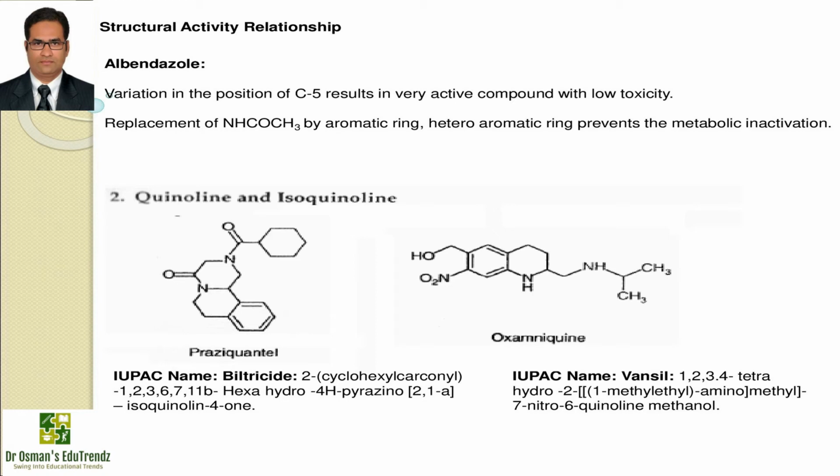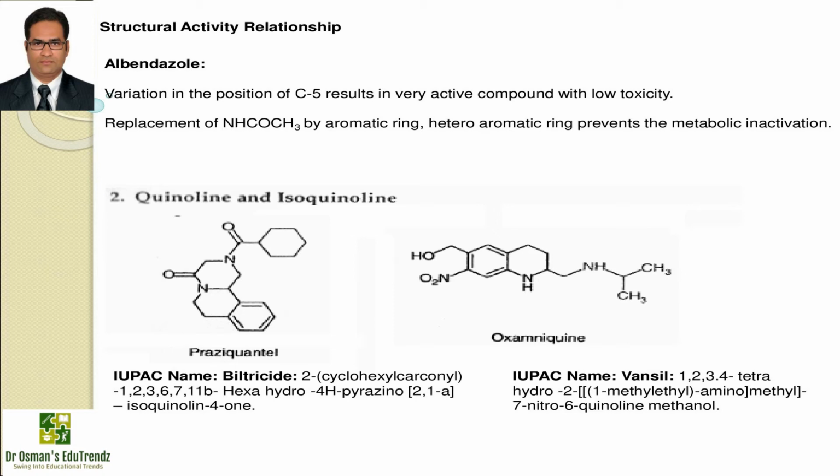Next drug is oxamniquine, which is available with the brand name Vansil, and the IUPAC name is 1,2,3,4-tetrahydro-2-(isopropylamino)methyl-7-nitro-6-quinolinemethanol. Oxamniquine has excellent activity against Schistosoma mansoni. Male worms are more sensitive than female. It causes schistosomes to move from the mesenteric vein into the liver where they die. It also exhibits anticholinergic property.